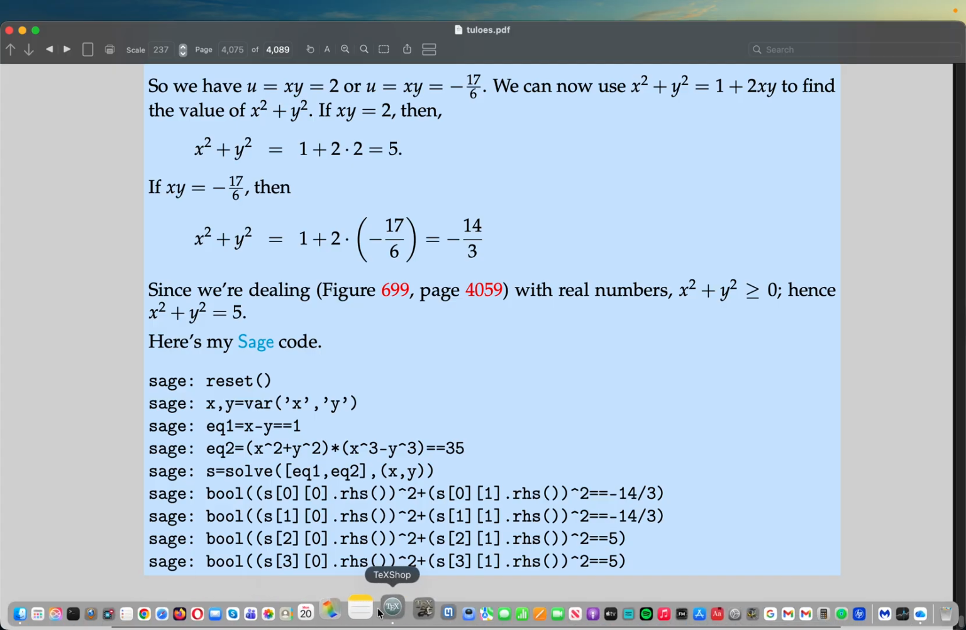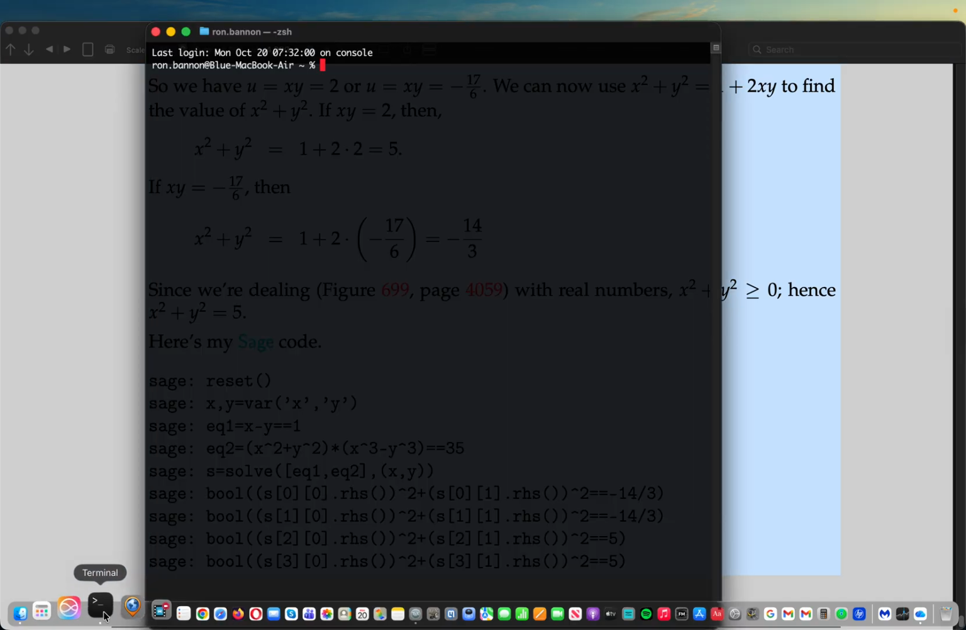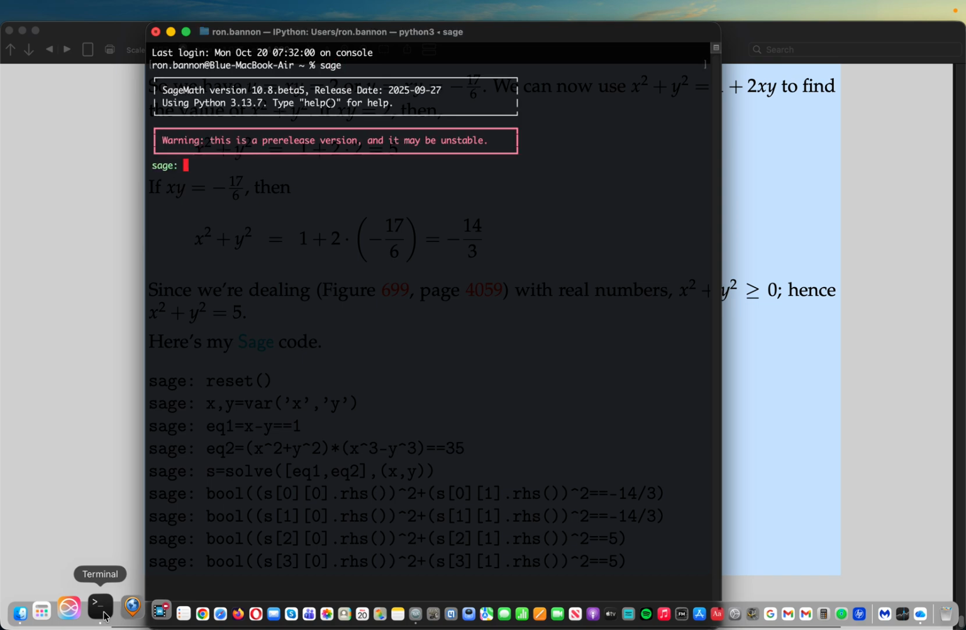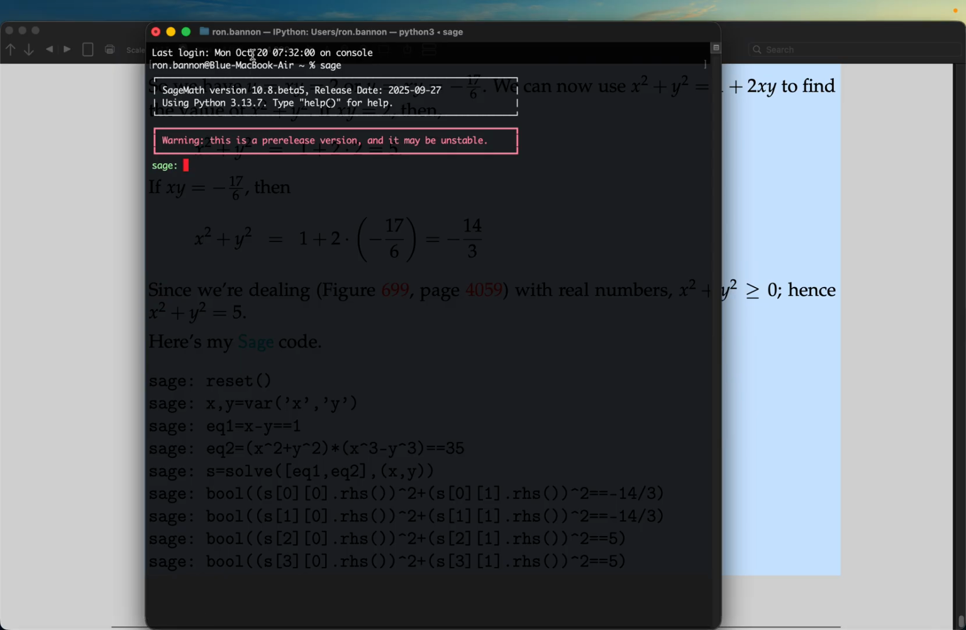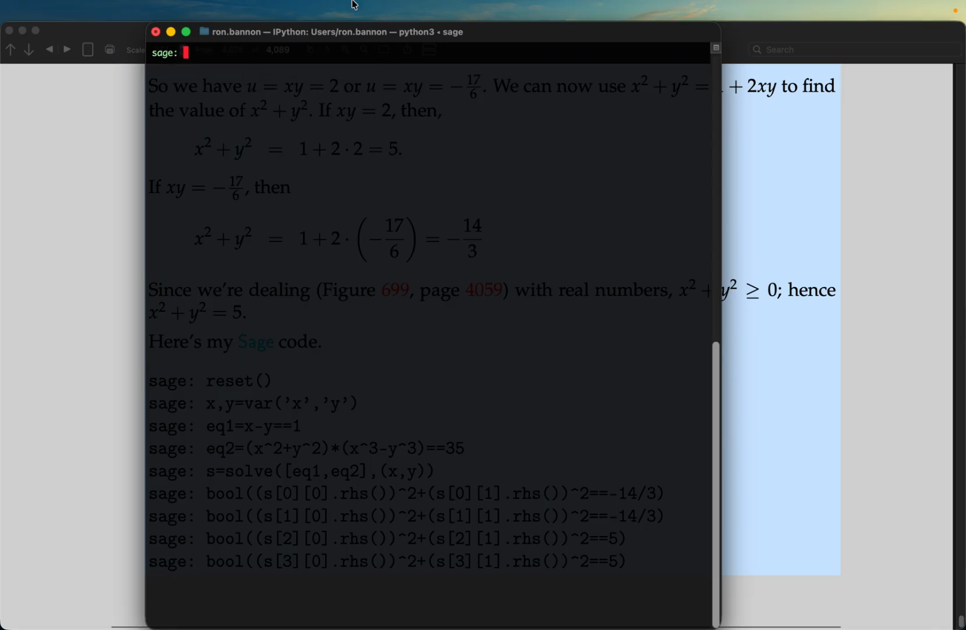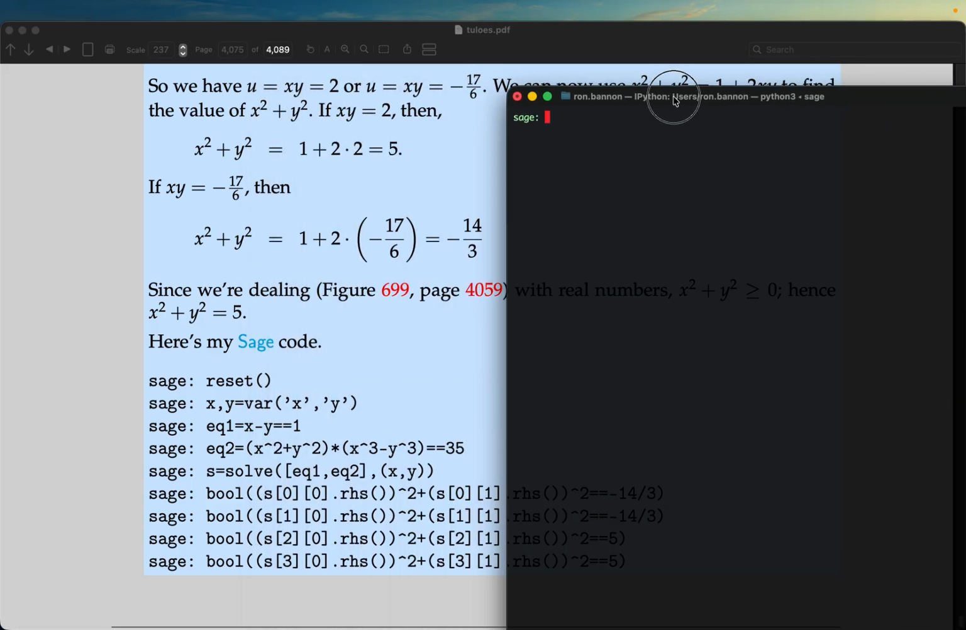So what I'm going to do over here is go to Sage. I have to launch it first. Type in the word Sage at the command prompt. Sage is installed on my computer, and it's running Python 3. Let me just clear the screen, and I want to type this code in, and then we'll explain the code as we go along.